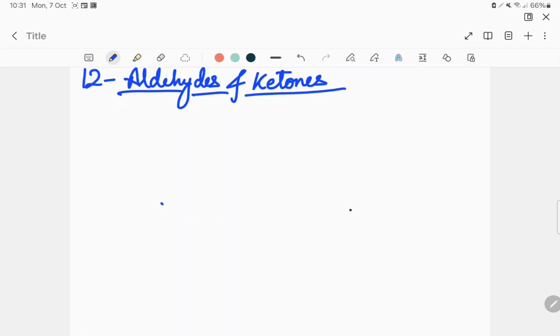And similarly, we will discuss the same things in carboxylic acids: nomenclature, and how it is prepared. So aldehydes and ketones consist of the functional group C double bond O. This group is known as the carbonyl group.